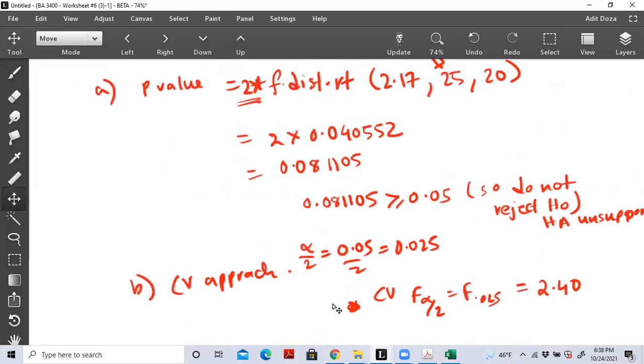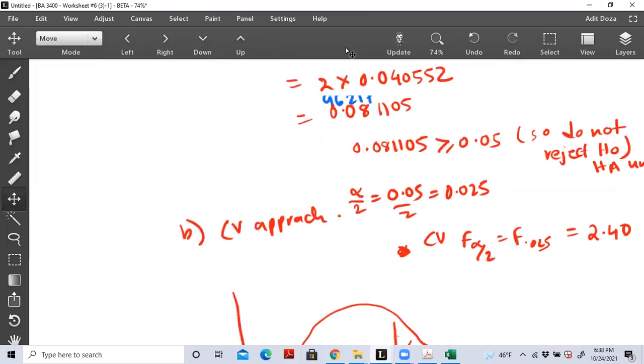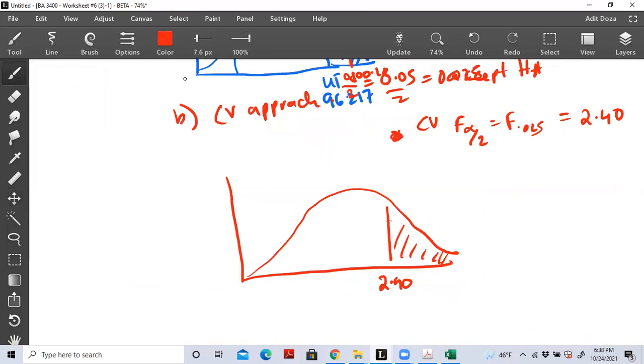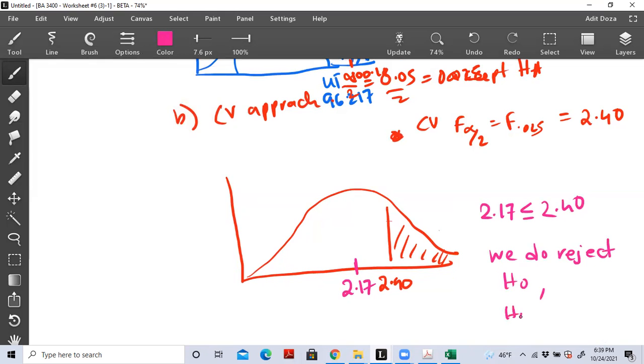What is our F value? 2.17. So 2.17 is somewhere here, not there, right? So we do not reject because 2.17 is less than or equal to 2.40, right? We do not reject H naught. So HA is unsupported.